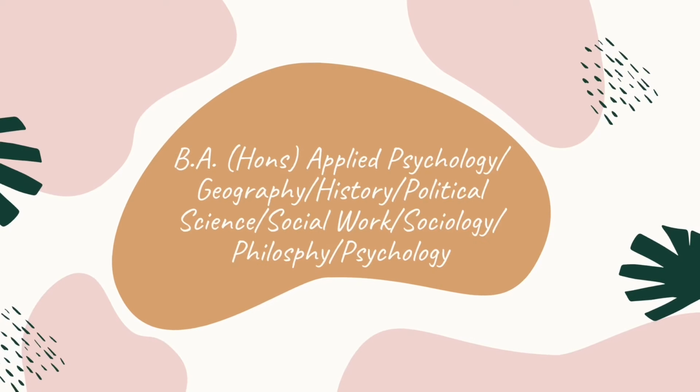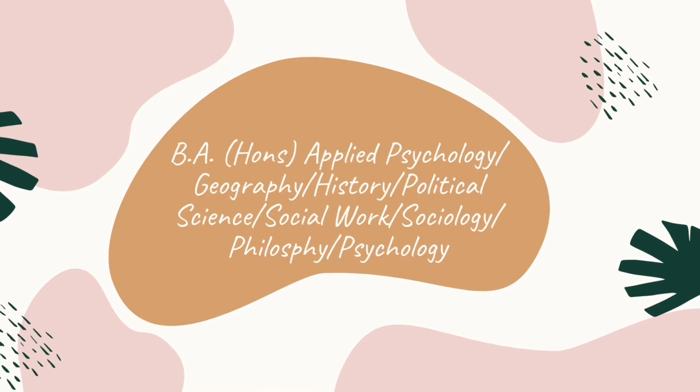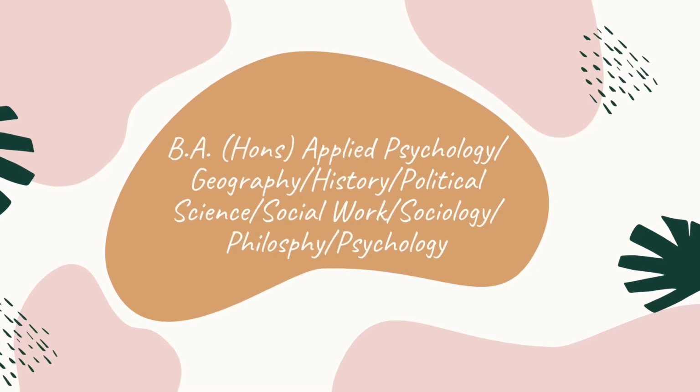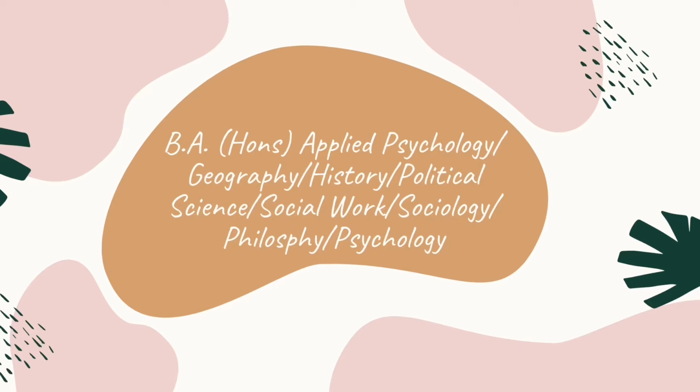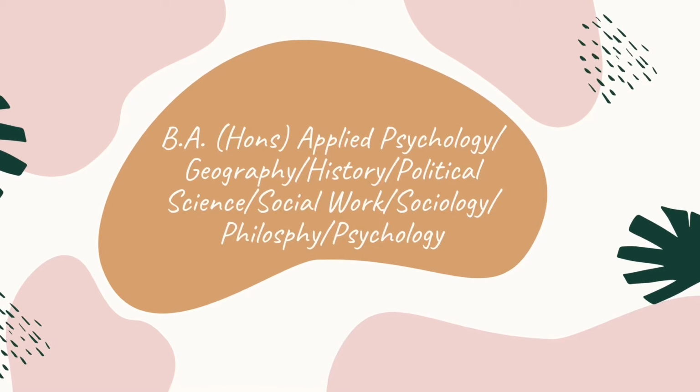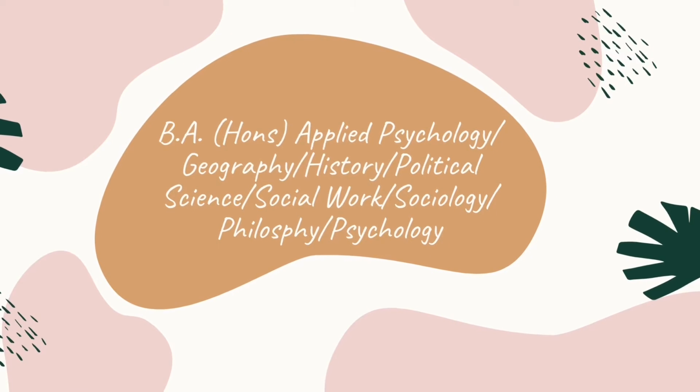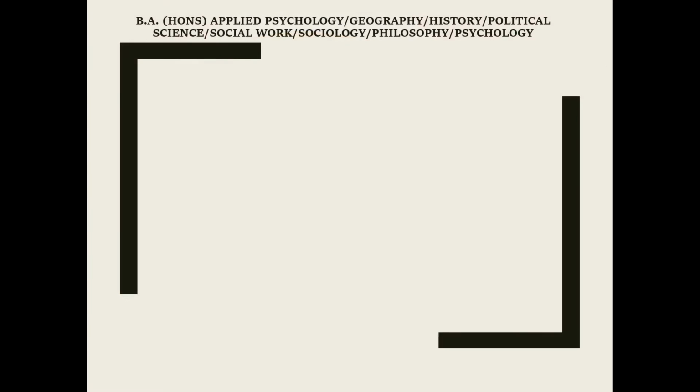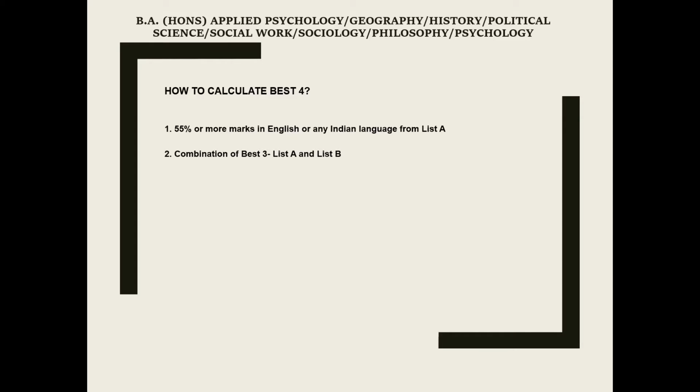Moving forward to a bunch of courses for which I'm sure a majority of you would have applied. These courses are BA Honours in Applied Psychology, Geography, History, Political Science, Social Work, Sociology, Philosophy and Psychology. Straightaway coming to the calculation of best 4 for these courses, you must include your marks of English or any Indian language from list A, and your marks should be 55% or more than that.